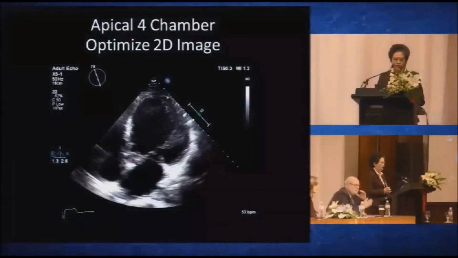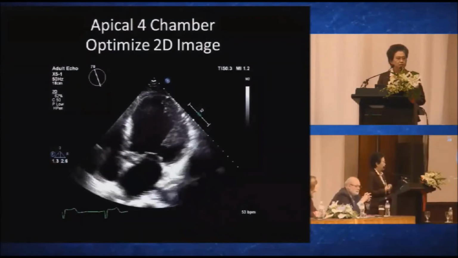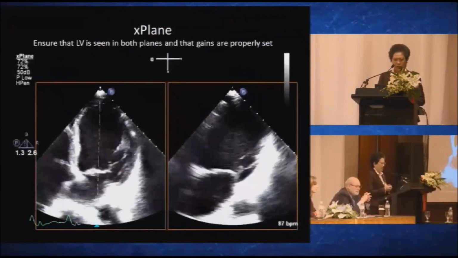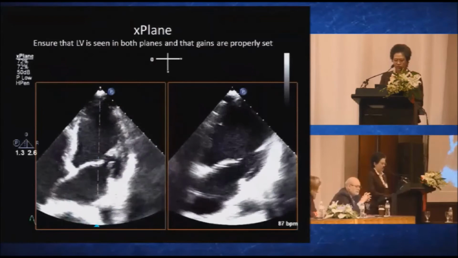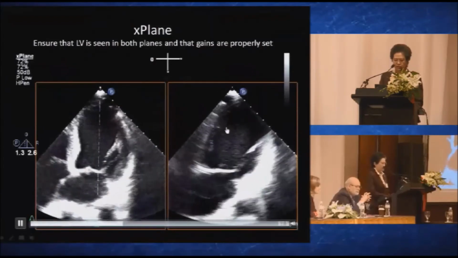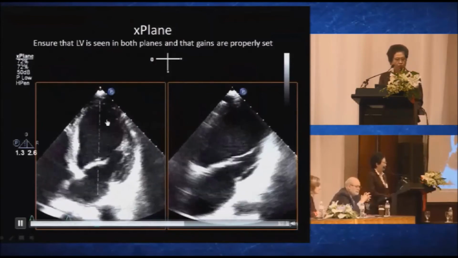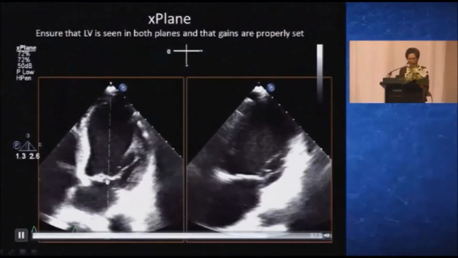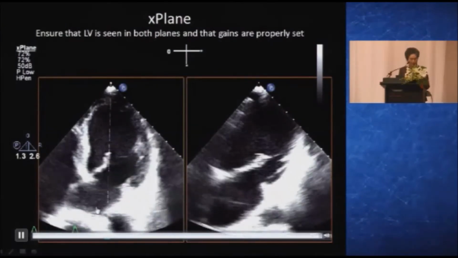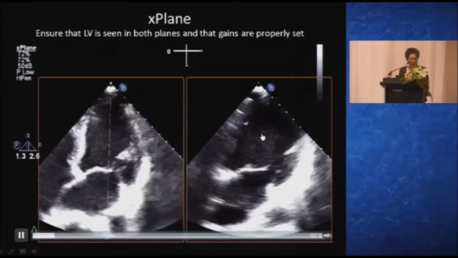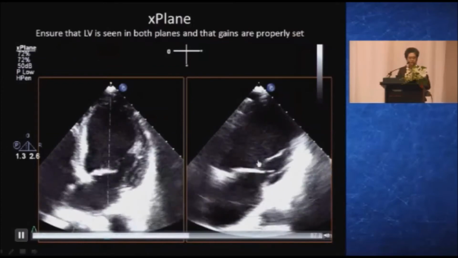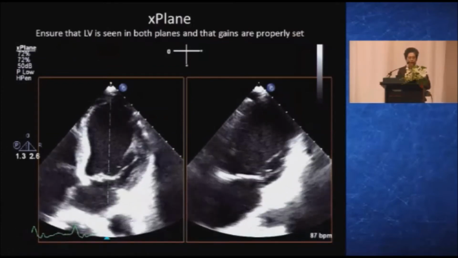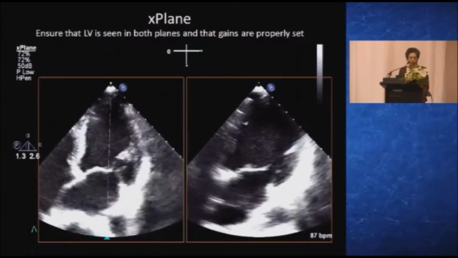The way you acquire the data set for the HeartModel is, you begin with the apical 4-chamber and optimize the 2D image, and make sure that all of the LV and LA, the left-sided structures, are in the data set. I would like to point out that although you see on the 4-chamber that all of the LV and LA is in the sector, when you have the cross plane, you see that the apex of the LV is out. So if you get this data set, you would not be able to do the HeartModel analysis of the 3D volume.